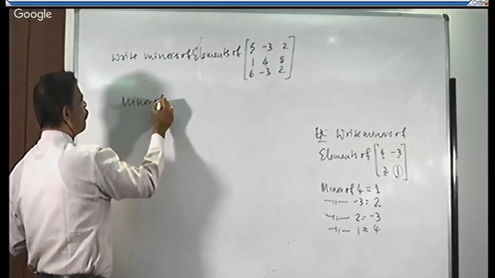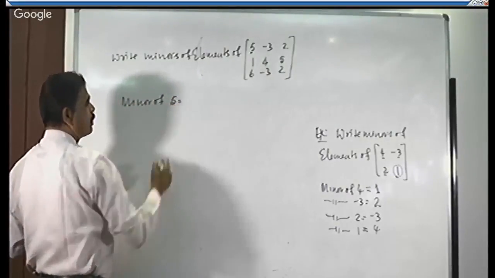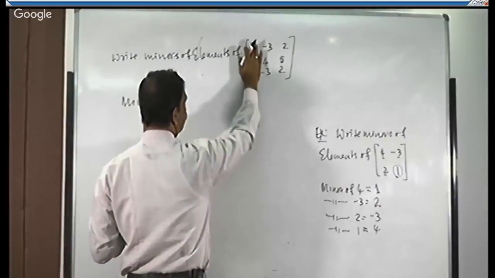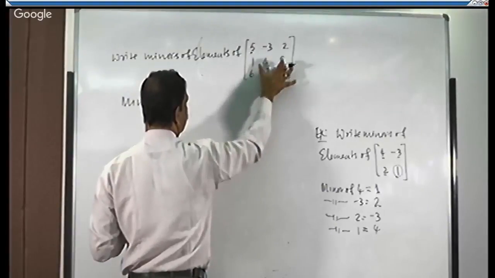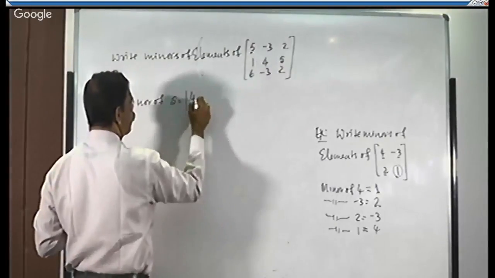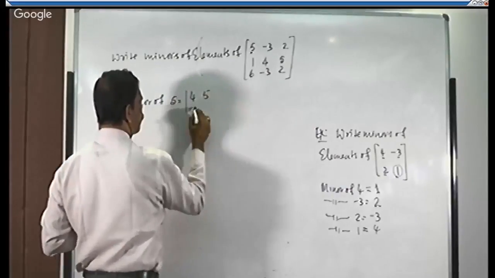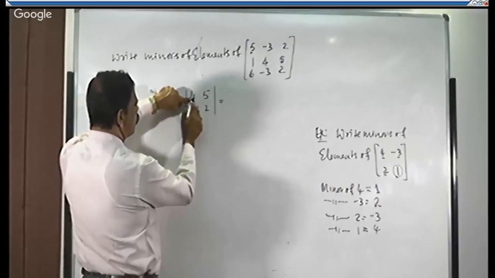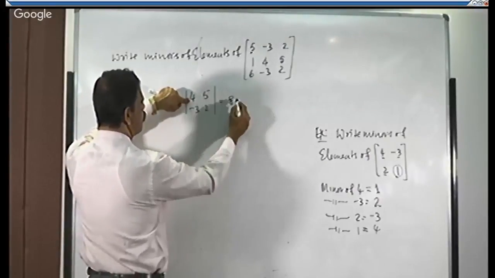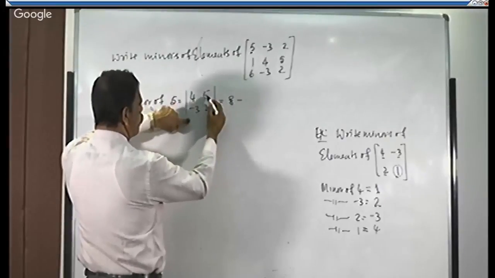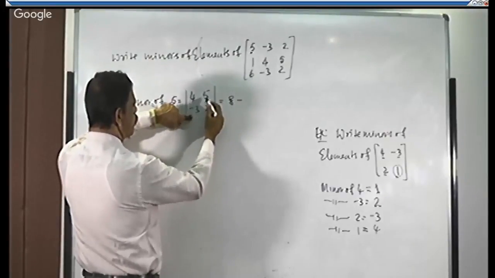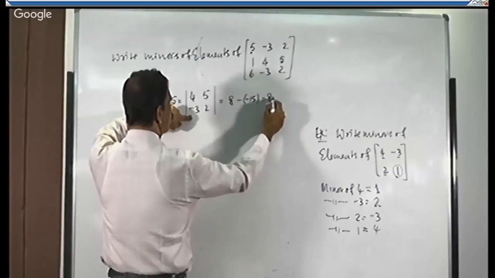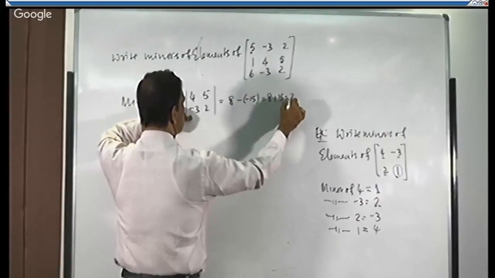Minor of 5. The minor is a determinant which is obtained by deleting the corresponding column and corresponding row. So what are the remaining elements? 4, 5, -3, 2. It is a determinant. Expansion is the product of principal diagonal elements, 4 into 2 is 8, minus the product of secondary diagonal elements, 5 into -3 is -15. So it is 8 minus of minus, plus 15, which is equal to 23.